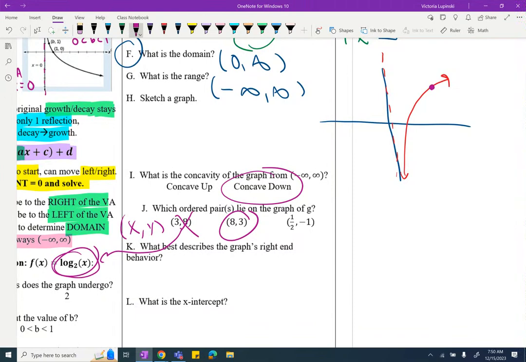How about 1/2, -1? That is saying that -1 would be equal to log base 2 of 1/2. Is that true? Yeah, 2 to the what is 1/2? -1. So again, if you wanted another point on the graph, 1/2, -1 could be about here.